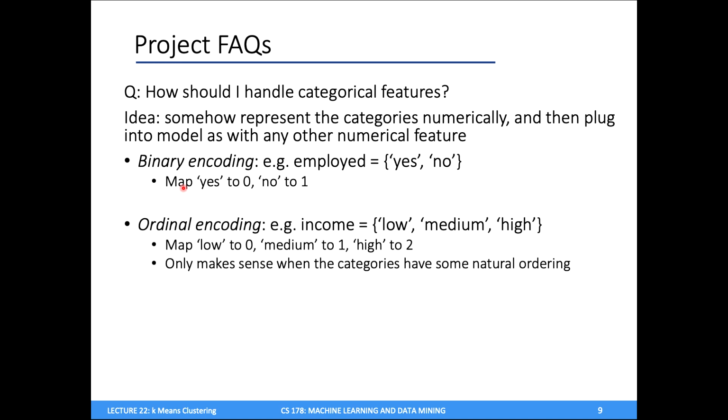Another notion of encoding is called ordinal encoding. And this is where you have a categorical feature that has some natural ordering to it. So maybe we're looking at income, and maybe this takes the values low, medium, or high in your data set. And in this sense, it might make sense to map all the lows to zeros, all the mediums to ones, and all the highs to twos. And this really only makes sense when you have categories that have some natural ordering to them, because we're encoding them in integers that are in increasing order here.